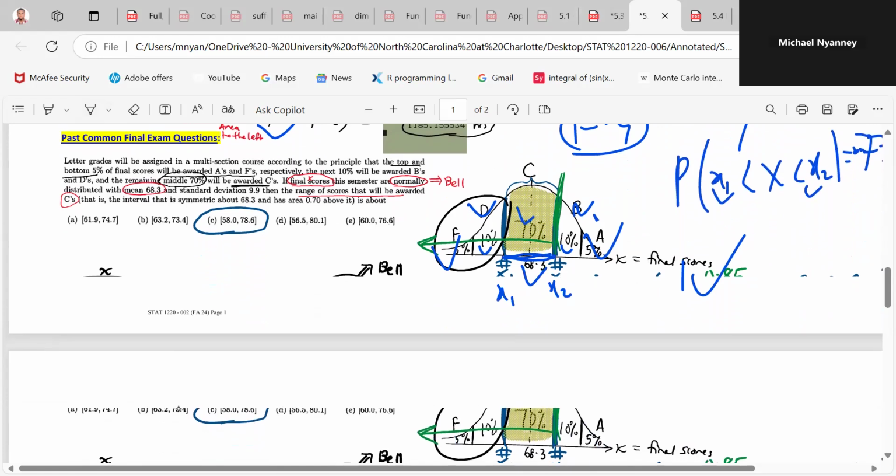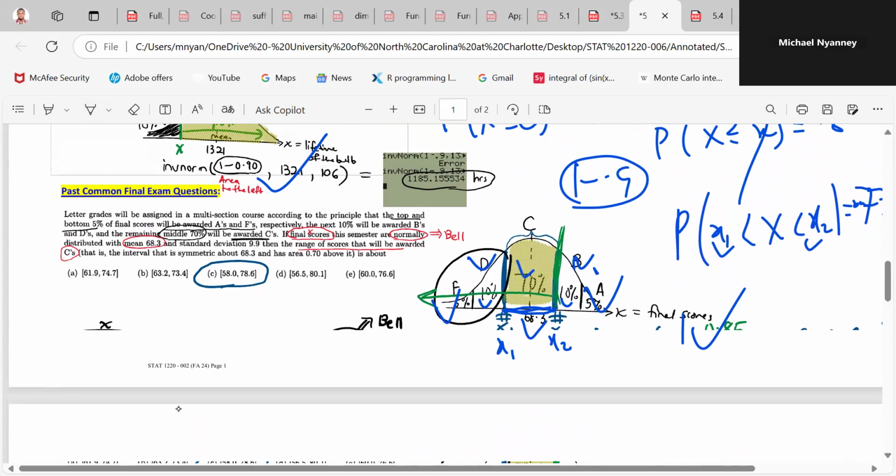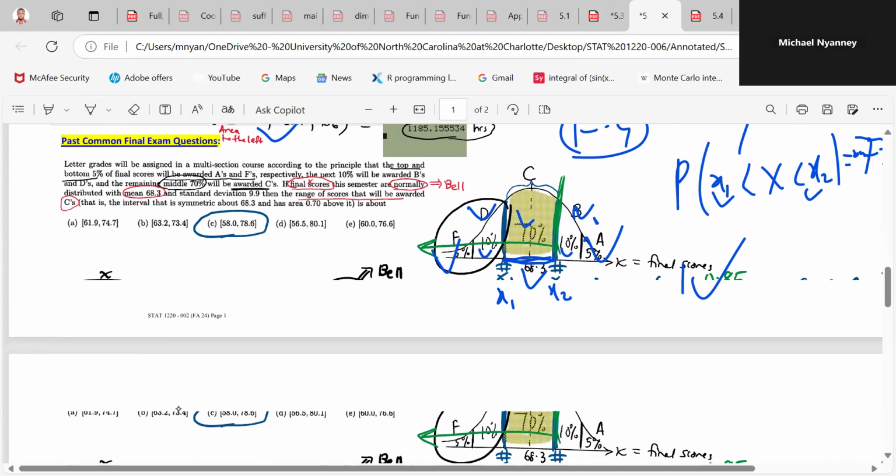Okay, so how do we do that? Since the calculator gives us left areas, if you're at S2, which is the upper bound, you consider the area to this point. So you have 70 plus 10 plus 5, which is 85. So the probability that S is less than S2 is 0.85.